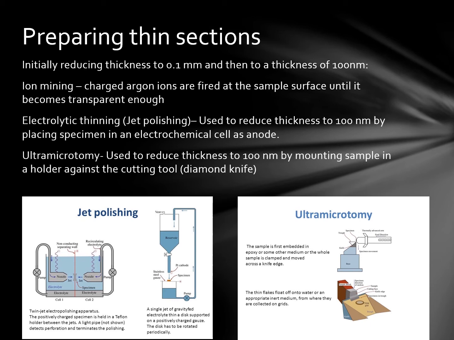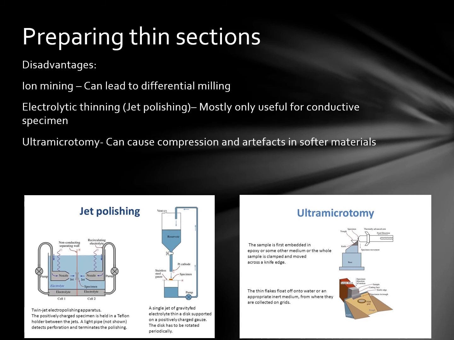And then we have the ultramicrotome. The sample is reduced to a very small section by mounting the sample onto a holder against a cutting tool, which is usually a diamond knife or a glass knife. There are some disadvantages of each of these methods. Ion milling can lead to differential milling, which distorts the sample. The electrolytic thinning is mostly useful for conductor specimens only. And then we have the ultramicrotome, which can sometimes cause compressions and artifacts in materials that are softer, or if the embedding didn't go properly and the epoxy is still not completely set.